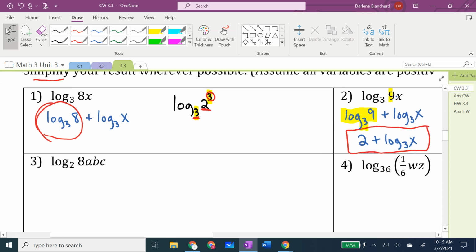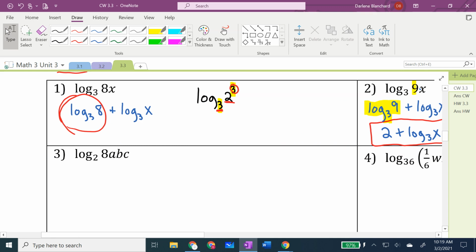Okay, number 3. We actually have 4 things multiplying here. So what we will do is we will break it up into a sum of 4 separate logarithms.